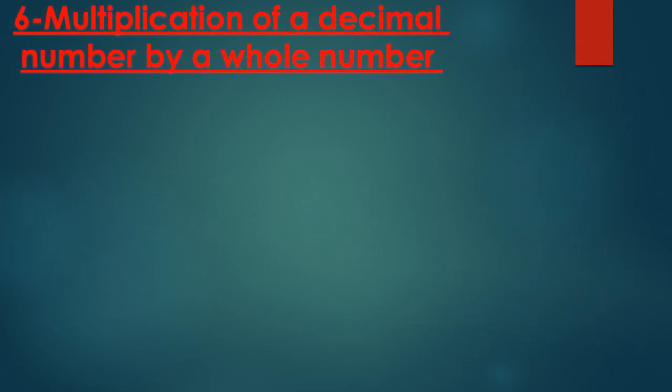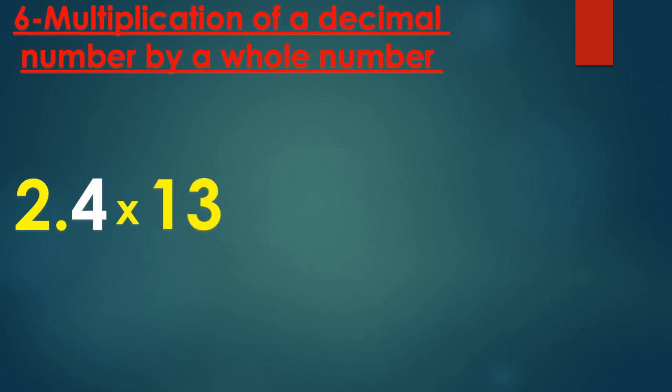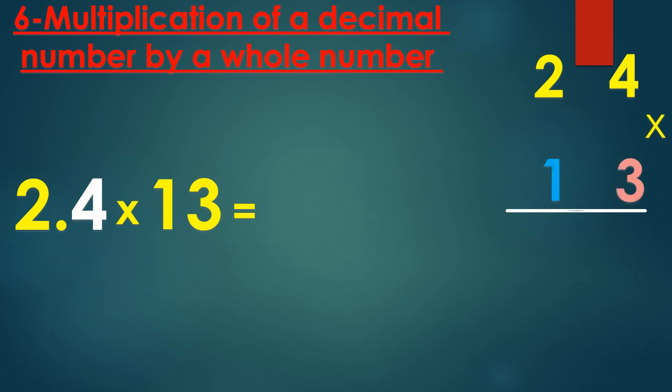Sixth, we have multiplication of a decimal number by a whole number, like 2.4, which is a decimal, times 13, which is a whole number. It has no point. First, we remove the point and we do a multiplication without it. 24 times 13. We start from the right.